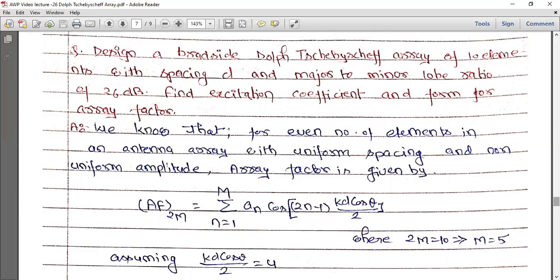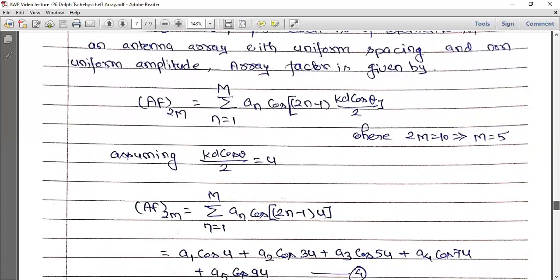Okay, so I have written the general expression for the array factor with an even number of antenna elements in the antenna array. It is the sum for n equals 1 to M of an cos (2n minus 1) kd cos theta by 2. We replace kd cos theta by 2 with u, and 2M will be compared to 10, so that we have M equal to 5. I hope I have already made this clear to you.